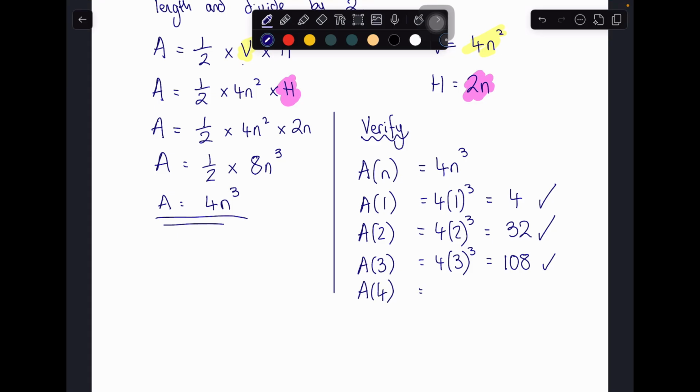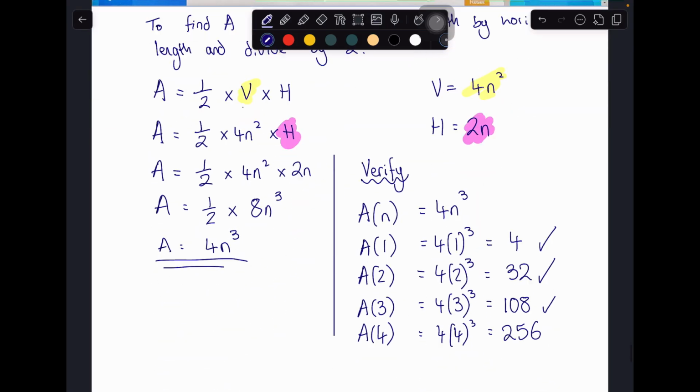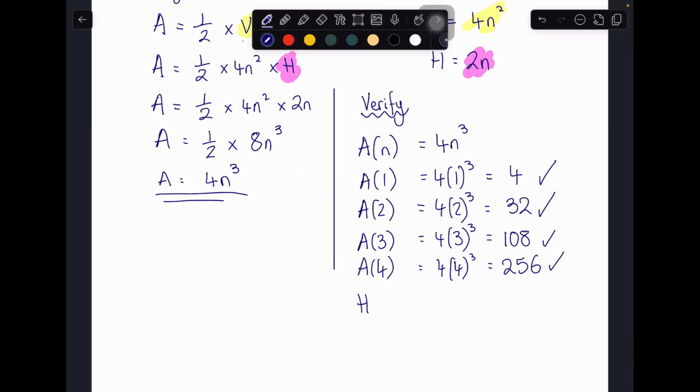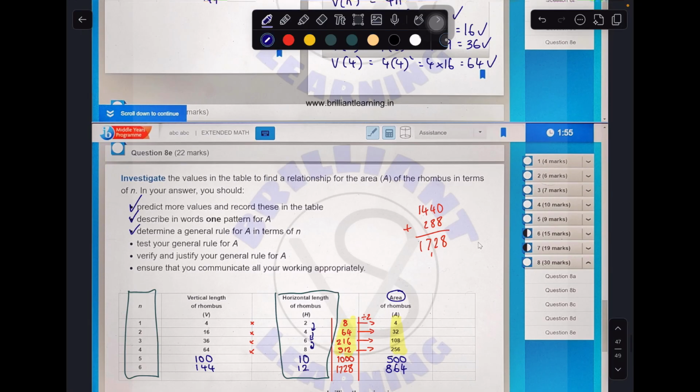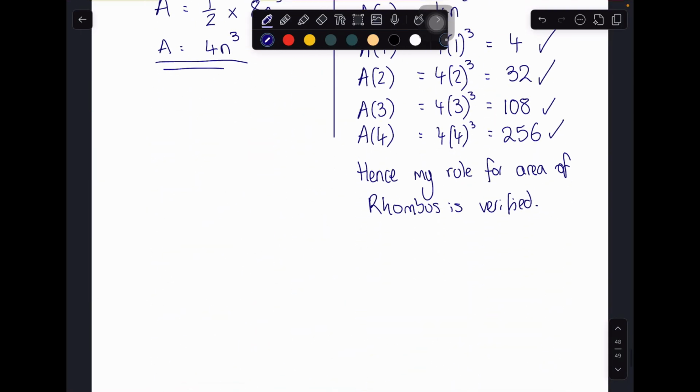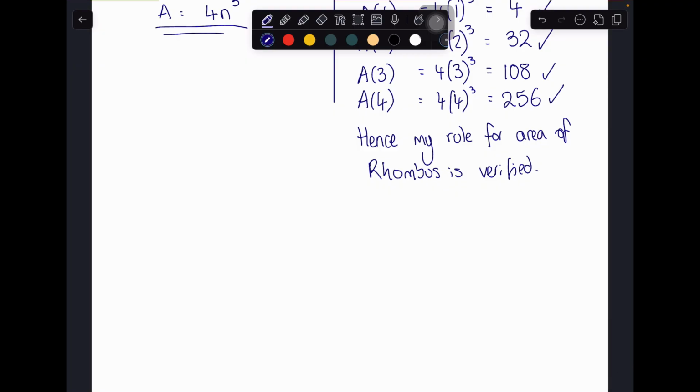A of 4, so 4 lots of 4 cubed, so 4 lots of 64, which is 256. Yep, correct. So you can say at this point, hence my rule for area of rhombus is verified. And then to further test and justify, you want to bring in those 2 additional values. So the 2 additional values would be for 5 and 6 that you should have predicted.